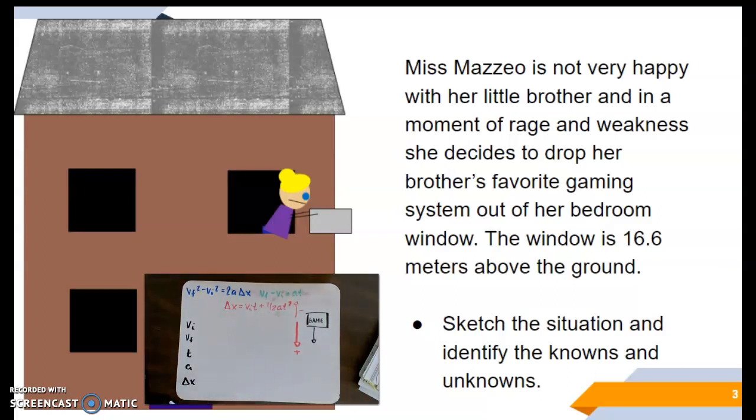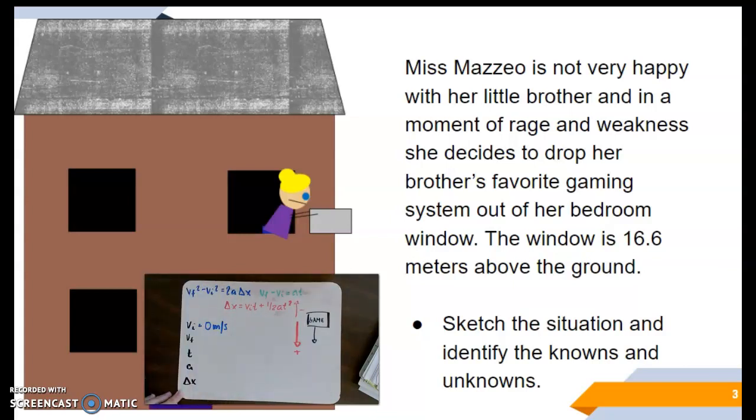You could certainly reverse that. You can say down is negative and up is positive. That is totally your choice if you prefer to do that. So the problem tells us that I have dropped my brother's favorite gaming system out of the bedroom window. If I've dropped it, we know that the initial velocity is 0 meters per second.